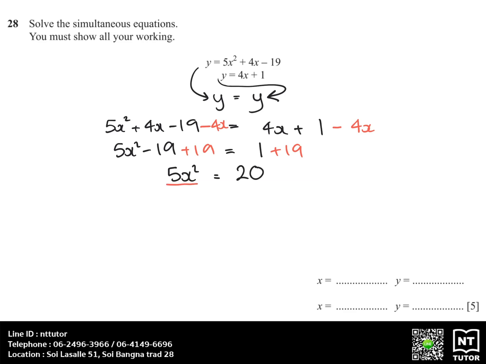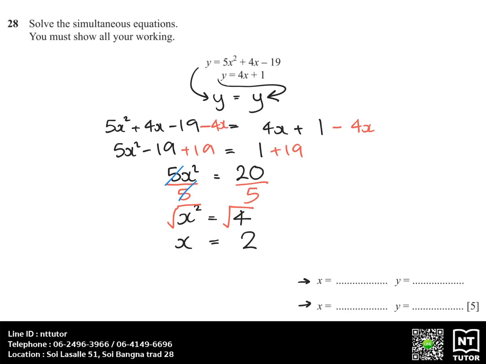And then we can divide both sides by 5 to get rid of the 5. 5 and 5 here cancel out because 5 divided by 5 is equal to 1. So we have x squared equals 20 over 5, which is equal to 4. And we can get rid of the square on the x by doing the opposite of square, which is square root. So we square root both sides, and we have x, because square root of x squared is equal to x, equals 2.